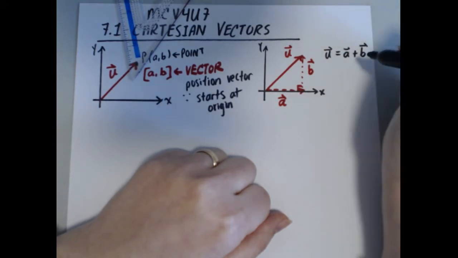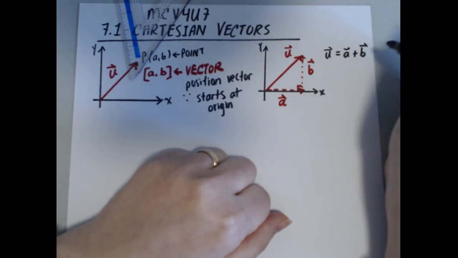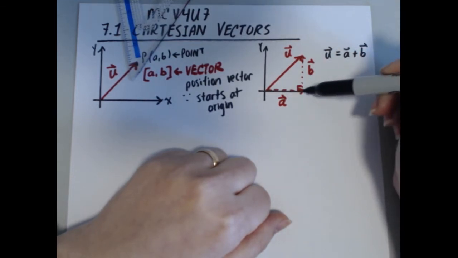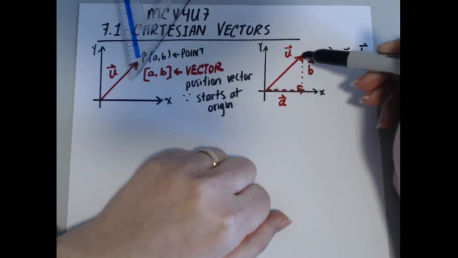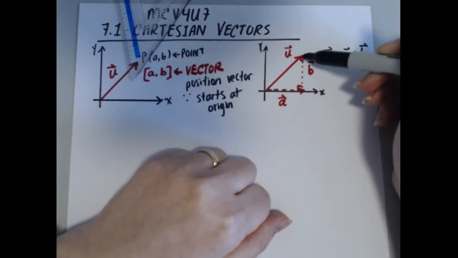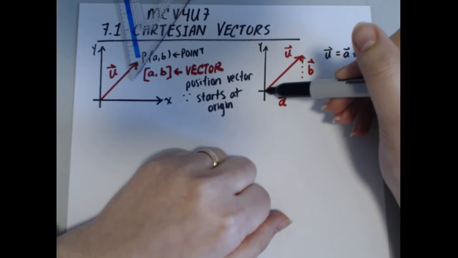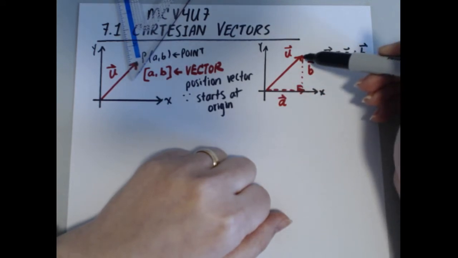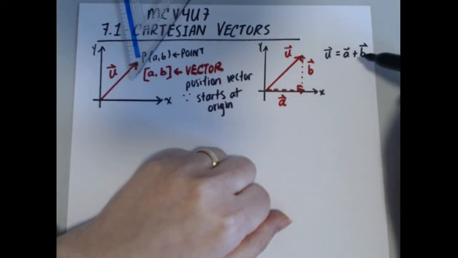Okay, so if you remember how we add vectors, we add them tip to tail. So if I take a and add b to the tip of that, which I have, so the tail of b is attached to the tip of a, the resultant is from the tail of the first vector to the tip of the final vector, which is exactly u. So this is the vector sum expression.